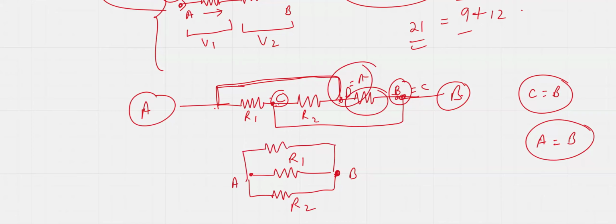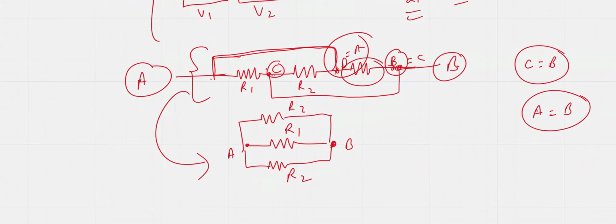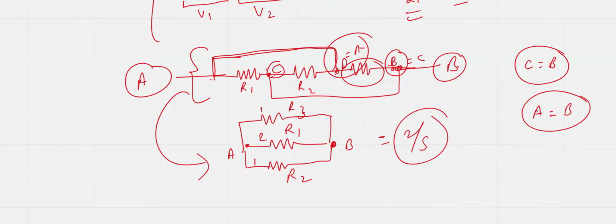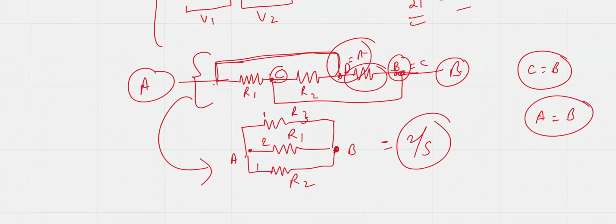So what you realize, Krishna, is that this whole circuit comes down to a parallel combination and you have these R1, R2 and R3. And what were the values? 1, 2, 1. If you solve this, you are going to get the answer as 2 by 5. Okay? Yes, sir. Any doubt, Krishna?